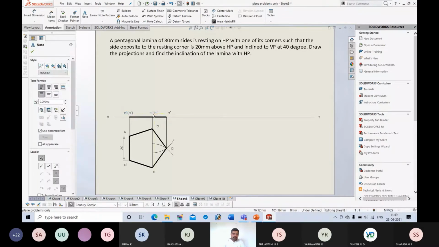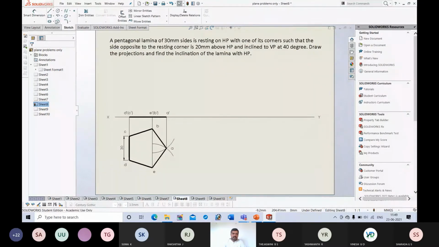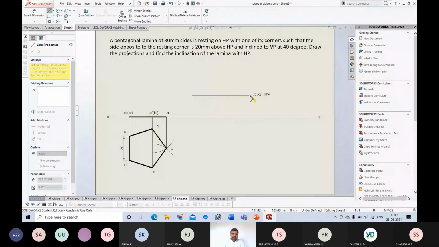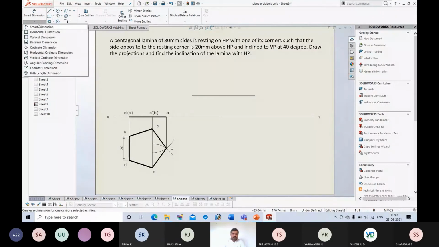After drawing the front view, in all previous problems we knew the inclination, so we used to draw an inclined line to the given inclination. But here we don't know the angle. Instead, what we know is the side opposite to the resting corner is 20 mm above HP. So first, I will draw a horizontal line 20 mm from XY, that is 20 mm above HP.